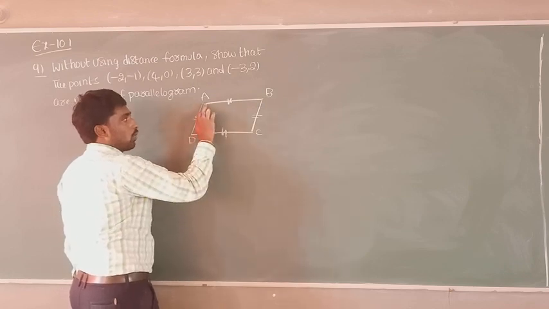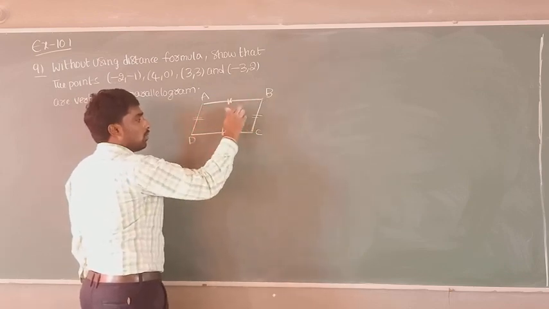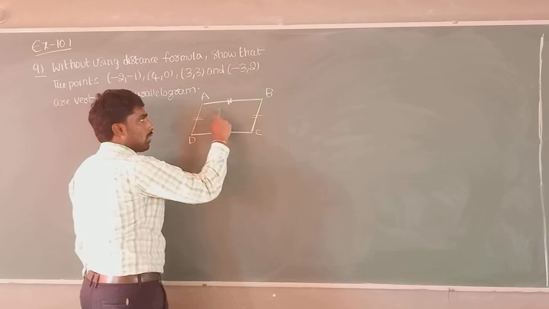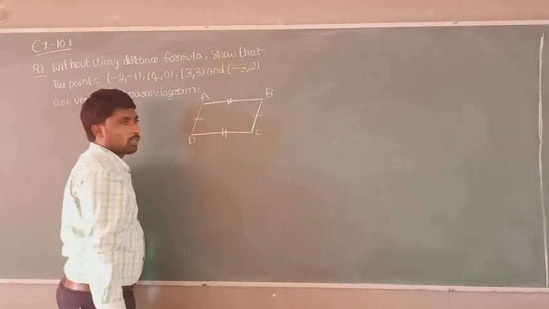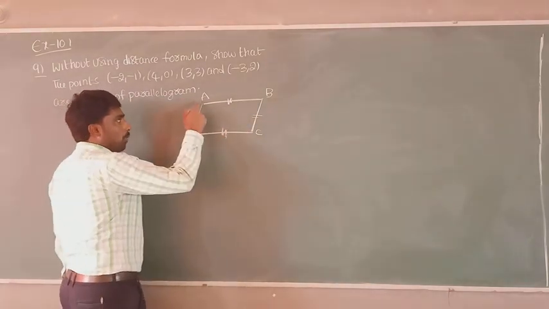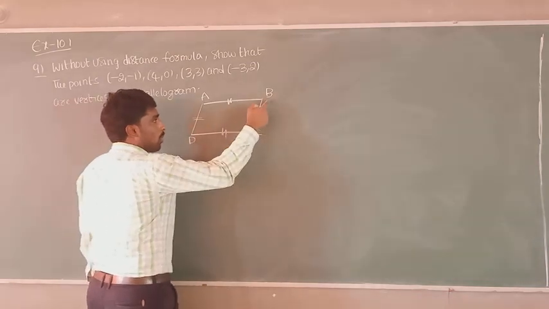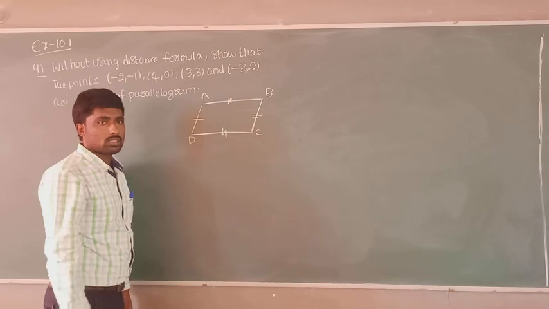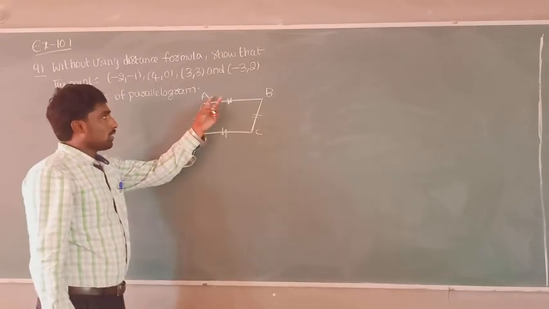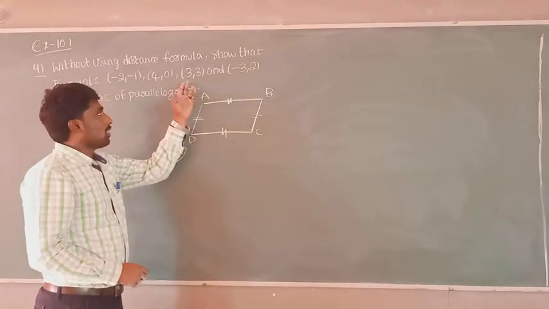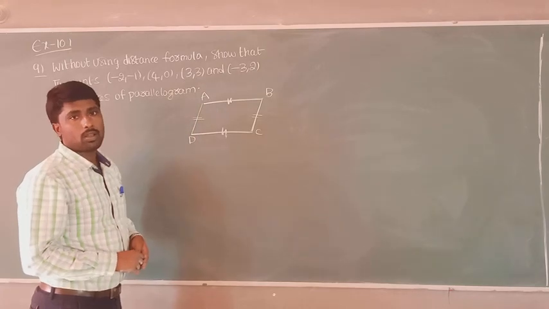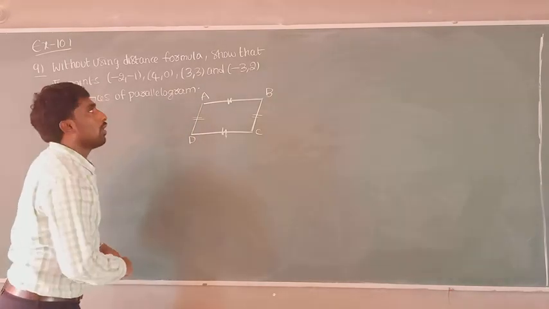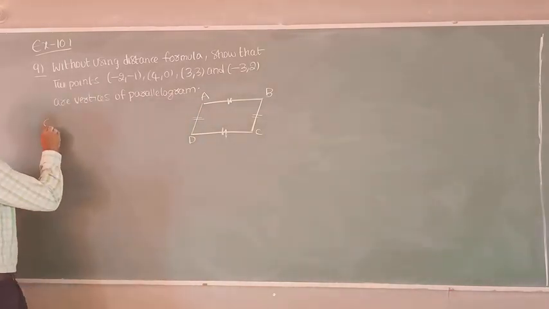I have to prove the slope of AB equals the slope of DC, so then AB is parallel to DC. Next, the slope of AD equals the slope of BC, then AD and BC are parallel to each other. So then I can say these points are vertices of a parallelogram. Is it clear, everyone?